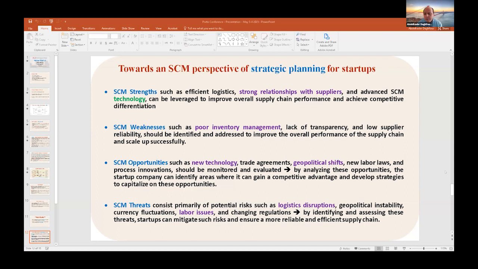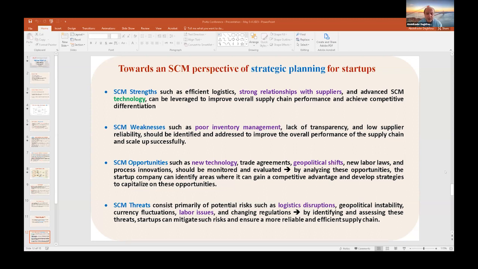The SWOT analysis is very well known in general for strategic planning, but what I have done in this research is try to adapt SWOT analysis to supply chain management for entrepreneurs. So here, what we are claiming is that entrepreneurs should focus on supply chain strengths, weaknesses, opportunities, and threats. By understanding their strengths, they can build on them, such as strong relationships with suppliers and advanced technology. They should identify their weaknesses, such as poor inventory management.